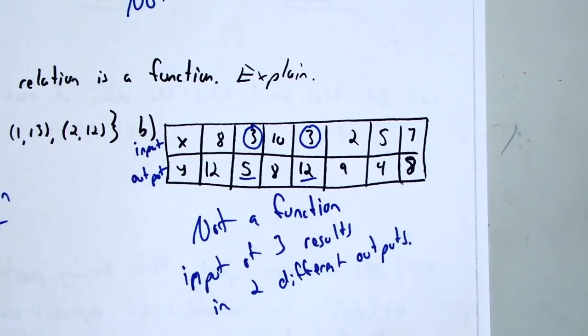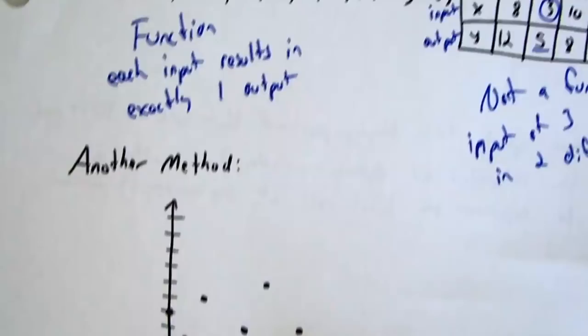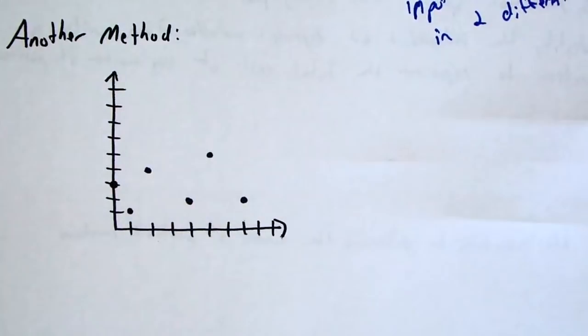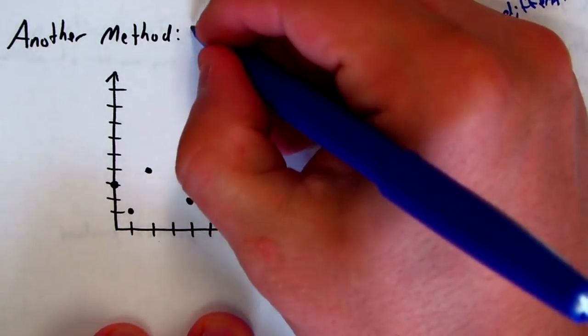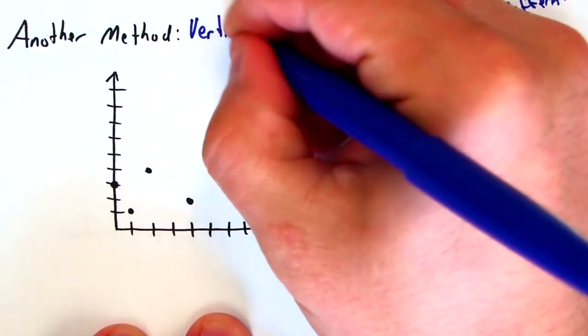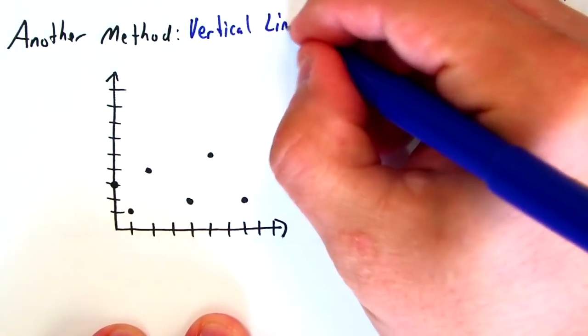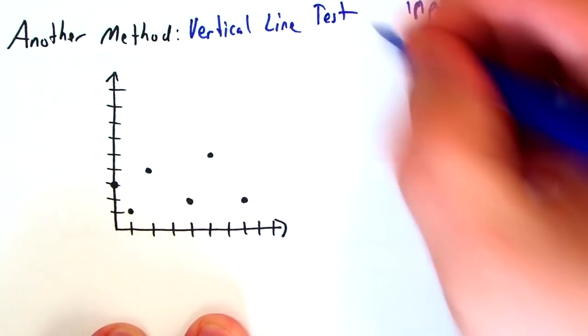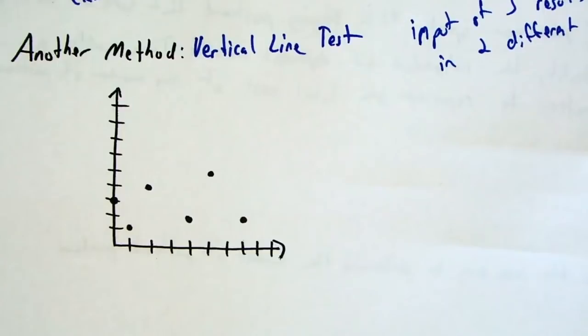Now we have another method that we could use to help us do this, but it's really only going to be beneficial when we're given some kind of graph. The other method that we're going to use is called the vertical line test.